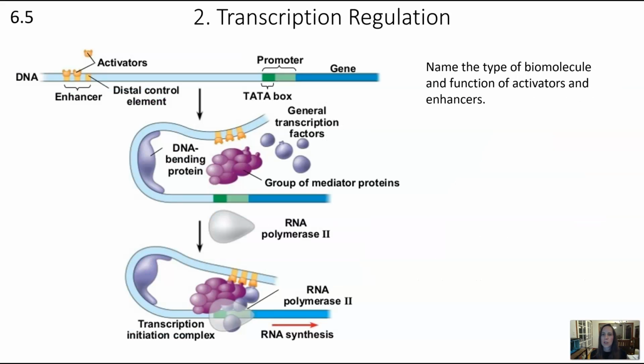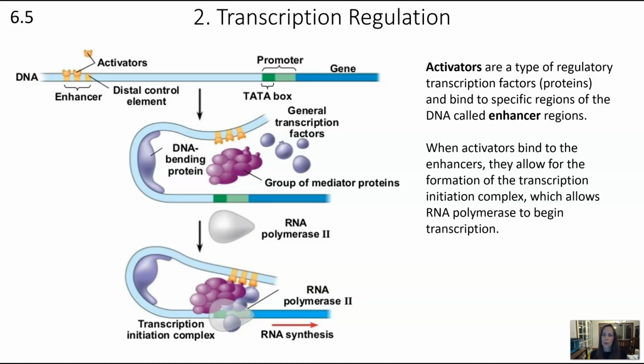Let's go on to number 2. So here we are in the process of transcription. Here we're going from instructions of DNA to produce a molecule of RNA. Let's start by naming the type of biomolecule and the function of activators and enhancers. So see if you can figure out anything from this diagram. I recognize it's complicated, but see what you can figure out about activators and enhancers.